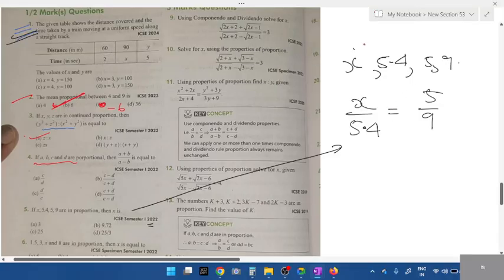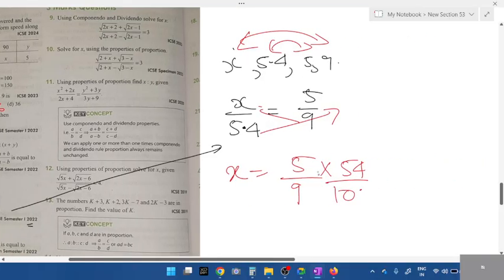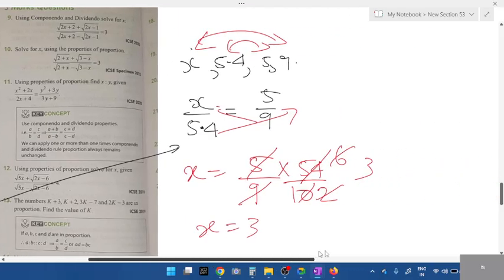You can use even that rule, product of means, product of extremes, or you can even write it like this and cross multiply. If I want to find the value of x, what happens to 5.4? Gets multiplied. Can I write 54 by 10? What's the answer? 5 ones are 5, 5 twos are 10. All 8th standard concept. 9 ones are 9. What is the x value? 3. 2 ones are 2, 3 threes are 9. X is equal to 3. Option A, students. A is the answer.